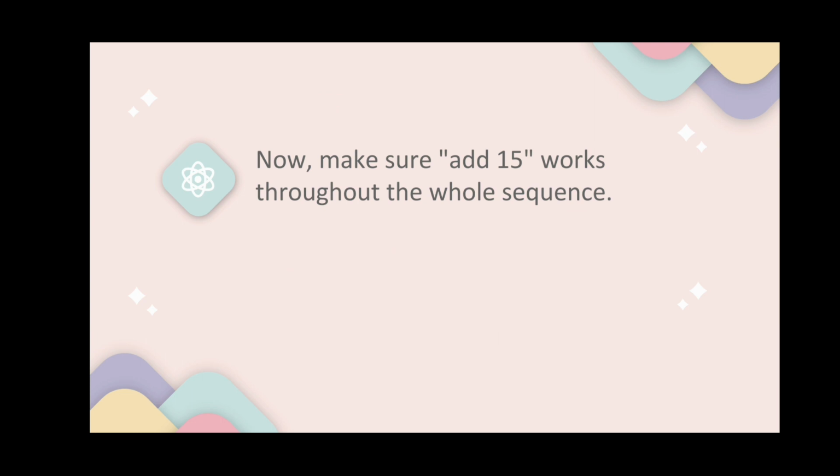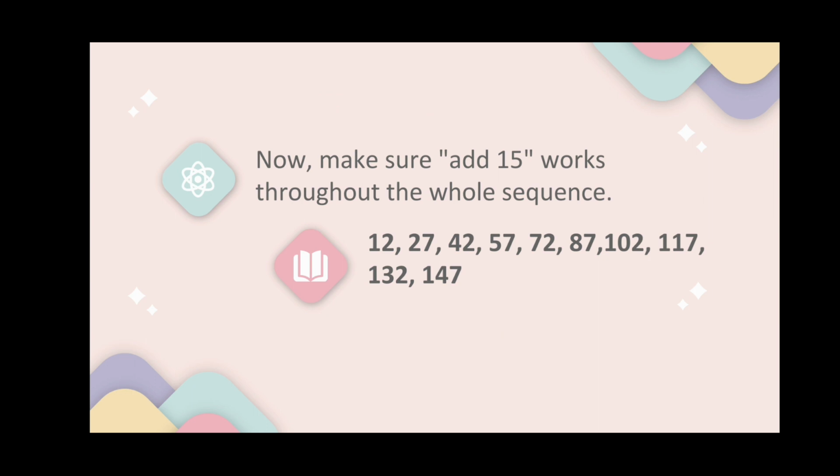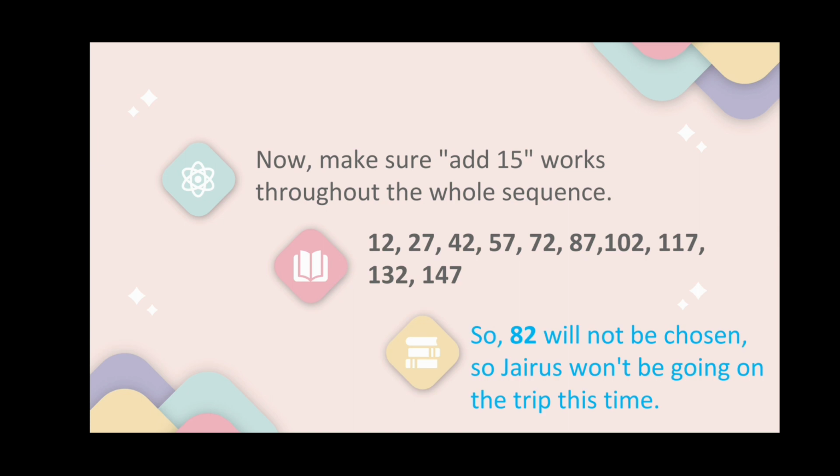Now, make sure add 15 works throughout the whole sequence. So if we're going to follow add 15 rule to the sequence, the terms will be 12, 27, 42, 57, 72, 87, 102, 117, 132, and 147. Therefore, the rule add 15 is the pattern for this sequence. So, 82 will not be chosen, so Jairus won't be going on the trip this time.